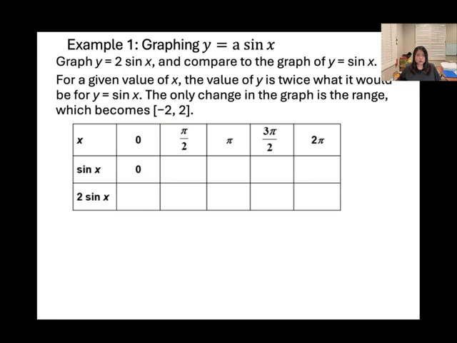Okay, check your work. For y equal to 2 sine x, you could multiply by 2 for this number. So that will be 0 times 2, that will be 2 times 0, that will be 0 times 2, negative 2, and 0.